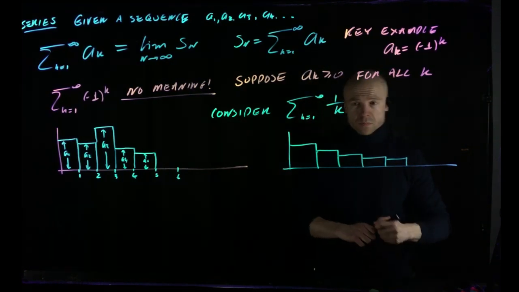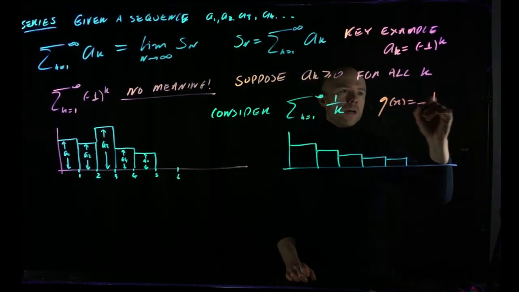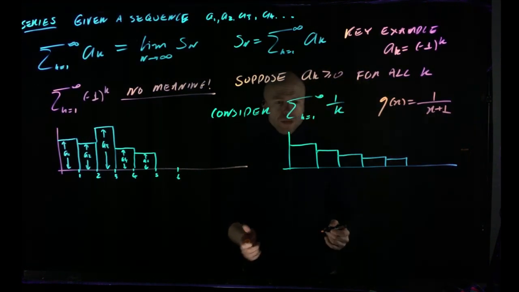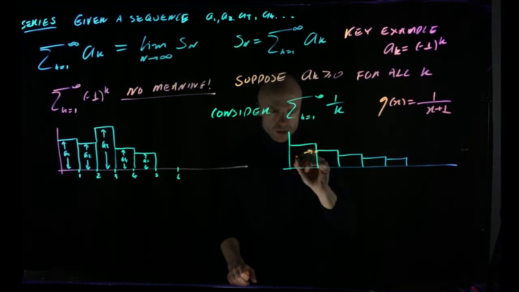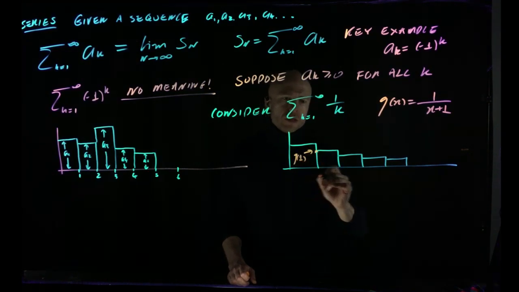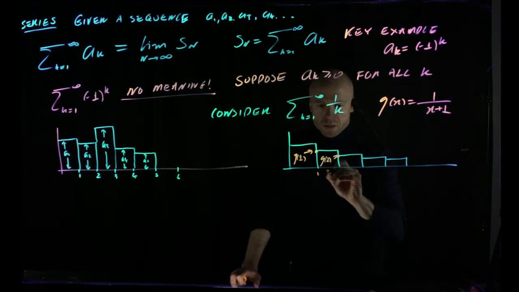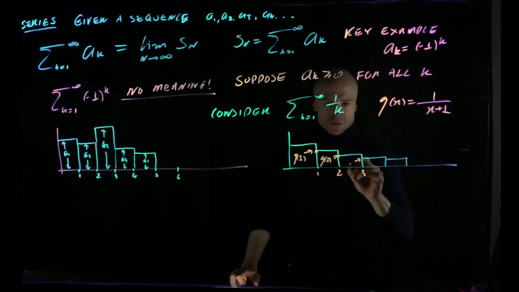But if we consider the function g of x, which is equal to 1 over x plus 1, then what do we know? Well, g of 1 is 1 over 2, so it is here. So this is g of 1. g of 2 is 1 over 3, which is here. This is g of 2. So this is 1, this is 2, this is 3. g of 3 is 1 over 4, which is here.